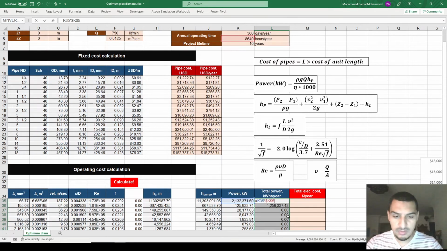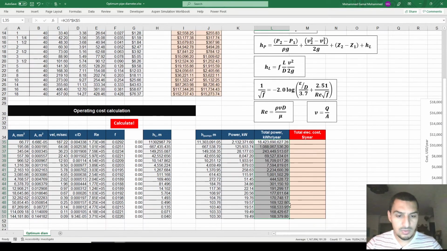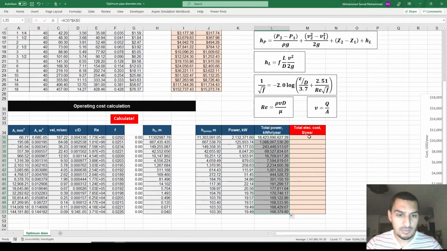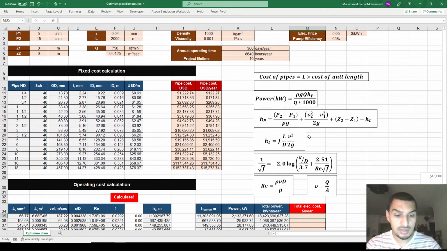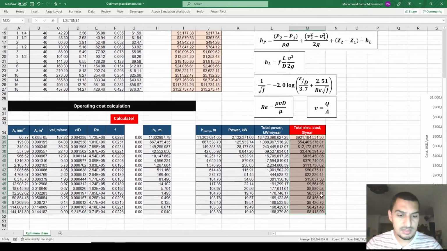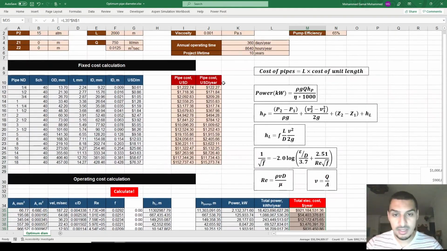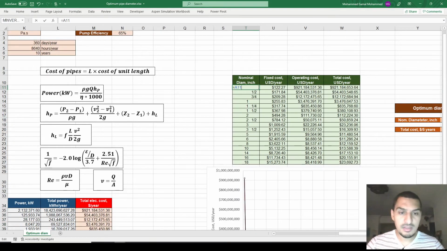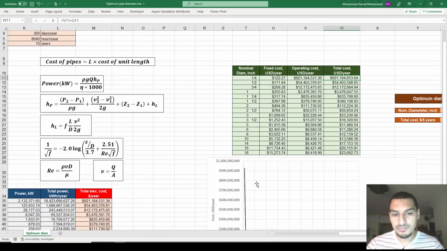Oh, I have to click F4 here. And now this is how much power I'm gonna need in kilowatt hours per year, and then finally multiply it by the electricity unit price, and this is everything. So this is what I'm gonna pay as the operating cost, and this is what I'm gonna pay as fixed cost per year. I have already taken the values here from what I have on the fixed cost and the operating cost, just to have all the data in one table, to be easy for me to plot it.